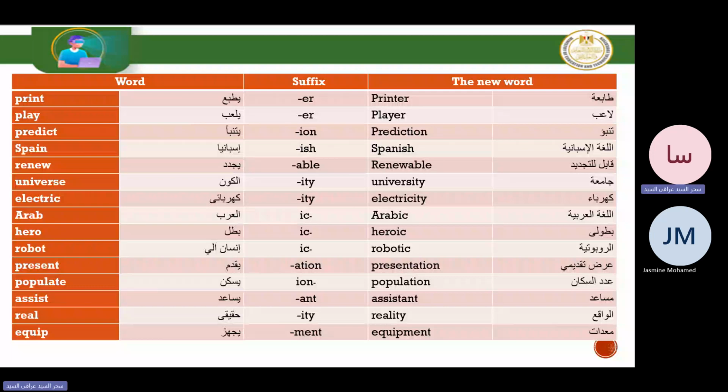Qualify with cation becomes qualification. Driver with less becomes driverless. Success with ful becomes successful.